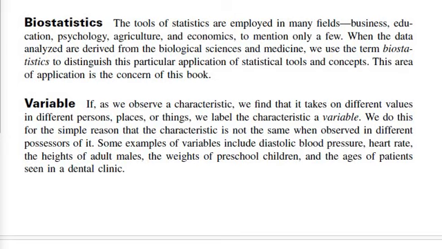Variable. If, as we observe a characteristic, we find that it takes on different values in different persons, places, or things, we label the characteristic a variable. We do this for the simple reason that the characteristic is not the same when observed in different possessors of it. Some examples of variables include diastolic blood pressure, heart rate, the heights of adult males, the weights of preschool children, and the ages of patients seen in a dental clinic.